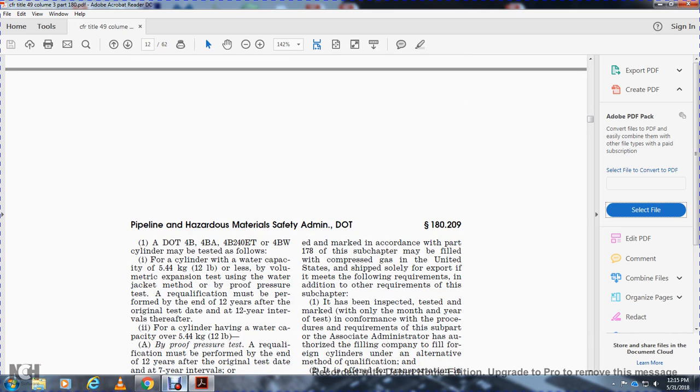DOT 4B, 4BA, 4B240ET, 4B40, 4BW cylinder to be tested, as with the cylinder water capacity over 12 pounds, left with the volumetric expansion to be tested with the water jacket.